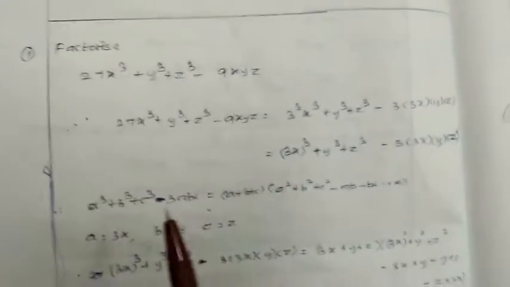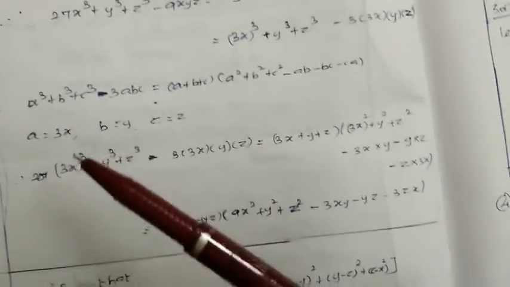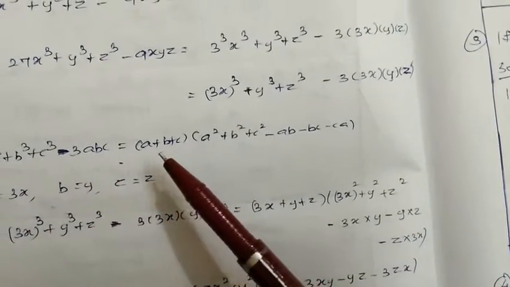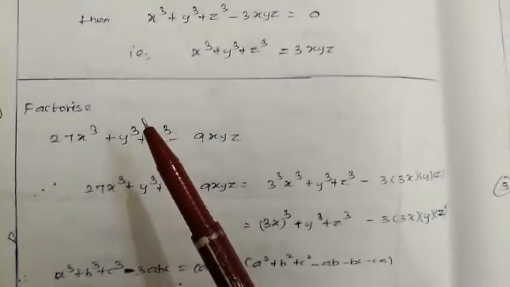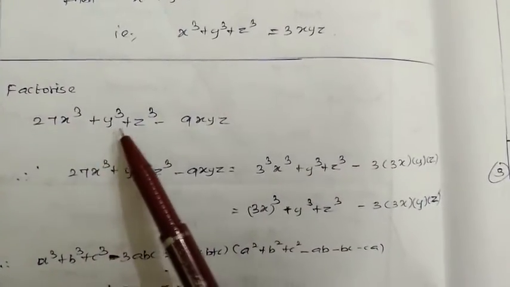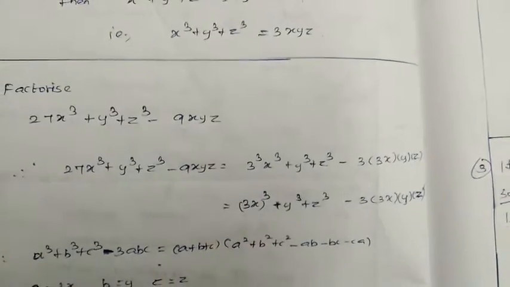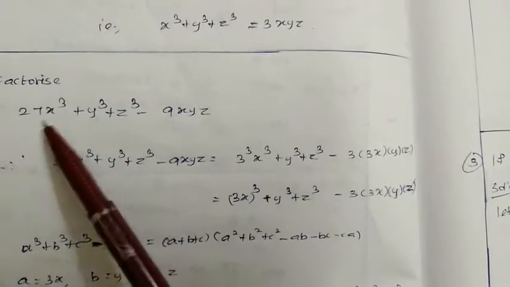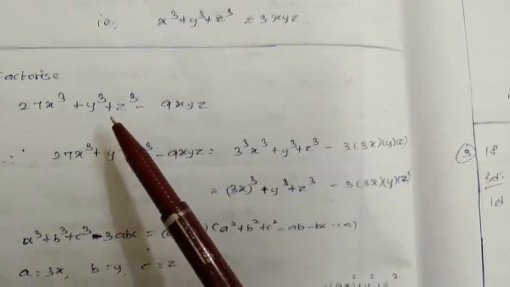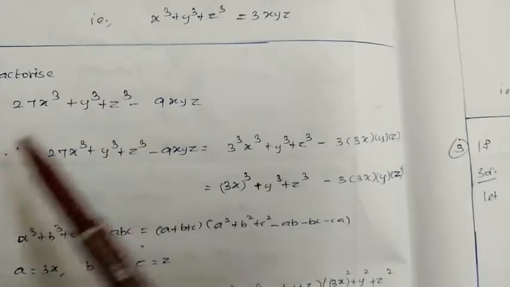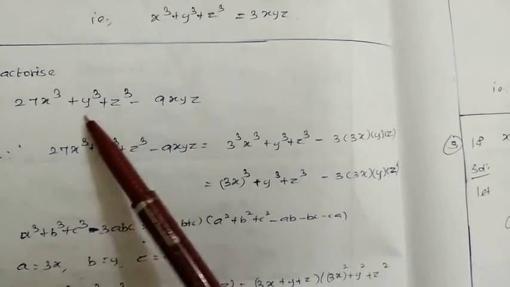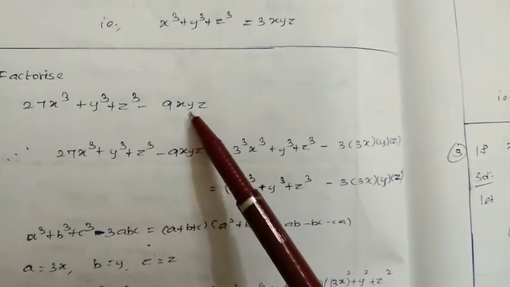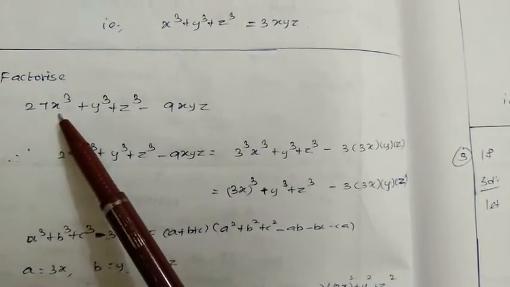Now in the form of abc, a cube plus b cube plus c cube minus 3abc equal to this thing, right? Suppose the problem is given like that: 27x cube plus y cube plus z cube minus 9xyz. We need to identify which is the first term, second term, third term. Second term, third term no problem, because already y cube and z cube we can substitute directly in the place of a, b, c. So here also yz no problem, but here 27x cube.